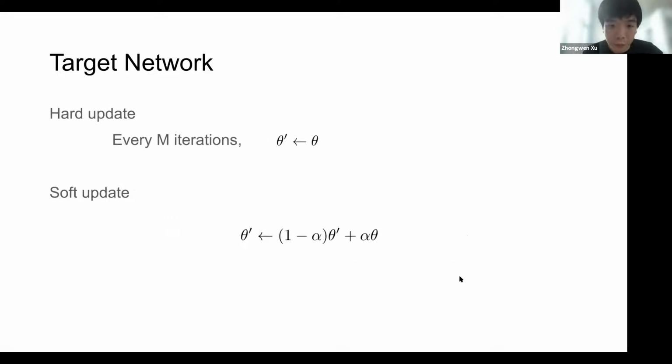For the target network update, there are two different ways. The first one is hard update: every M iterations, we copy the current Q network parameters to the target network. The other one is called soft update, where we keep updating the target network, but with a certain parameter alpha. For example, we can use a very slow update alpha such as 1/1000, so essentially it moves really slowly to the up-to-date parameters. Both methods work very well.